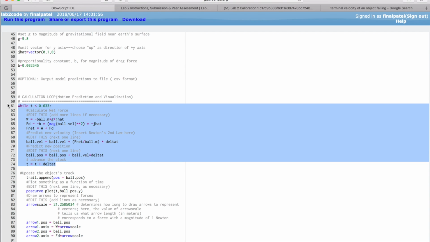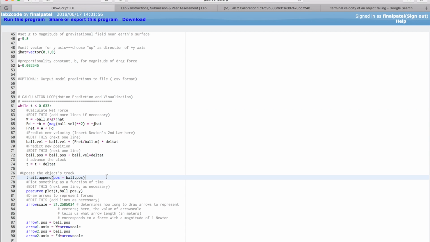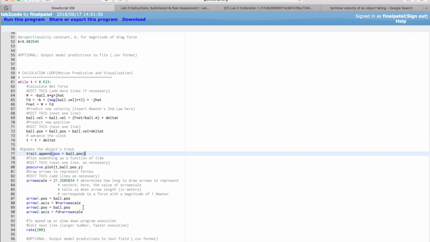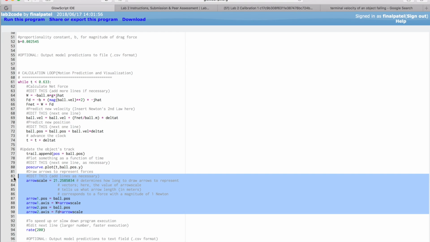Here is the code that represents Newton's second law. Notice that F net is equal to drag force plus the weight force. Weight force is found by multiplying 9.8 by the mass and the unit vector j hat. The drag force is calculated by multiplying negative b by the magnitude of the velocity squared, multiplied by the negative j hat. Every time the code loops through, the initial velocity will be updated in order to find the new position at the given time, which represents the shift in the ball's position.